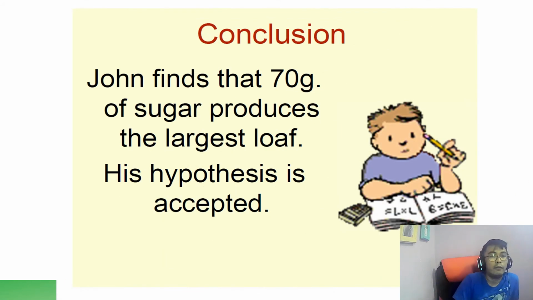So John finds that 70 grams of sugar produces the largest loaf, and therefore, based on that, his hypothesis is accepted. So tama pala yung hypothesis na ginawa or na unang naisulat ni John. Okay? His hypothesis is accepted.